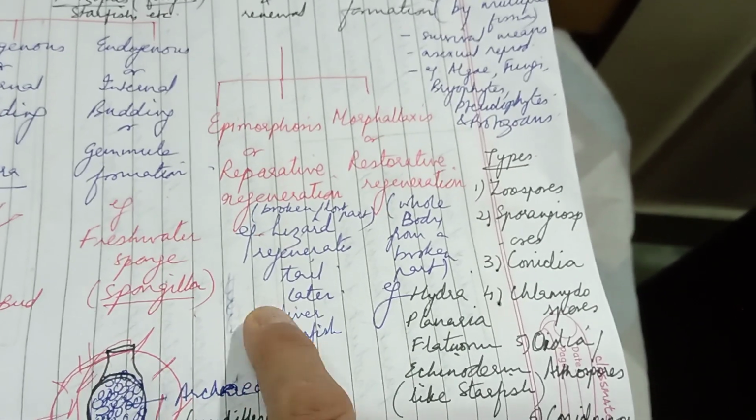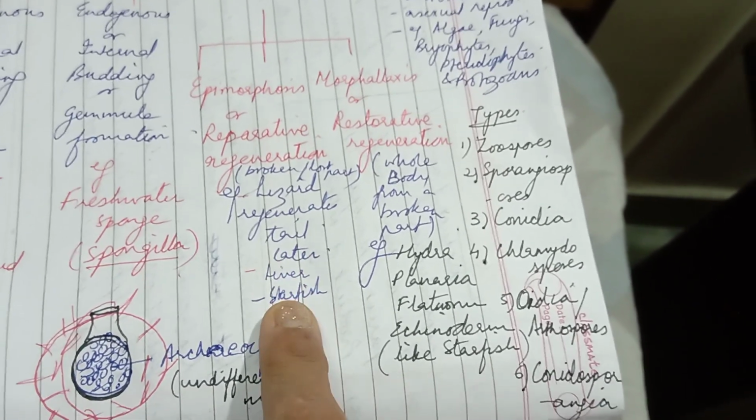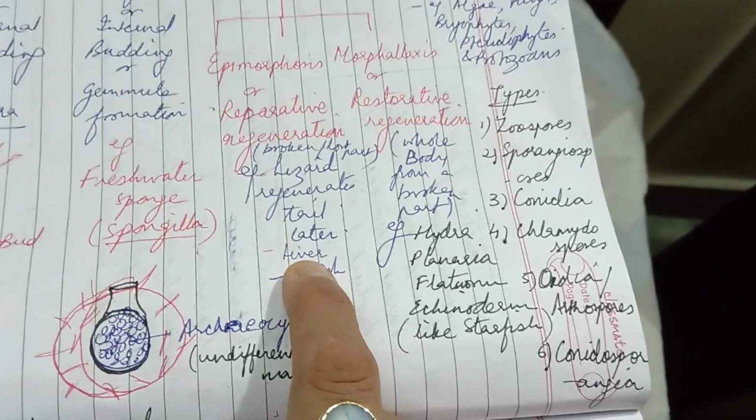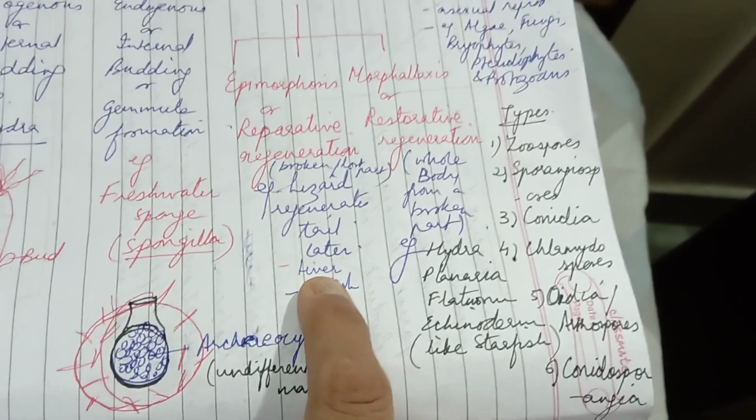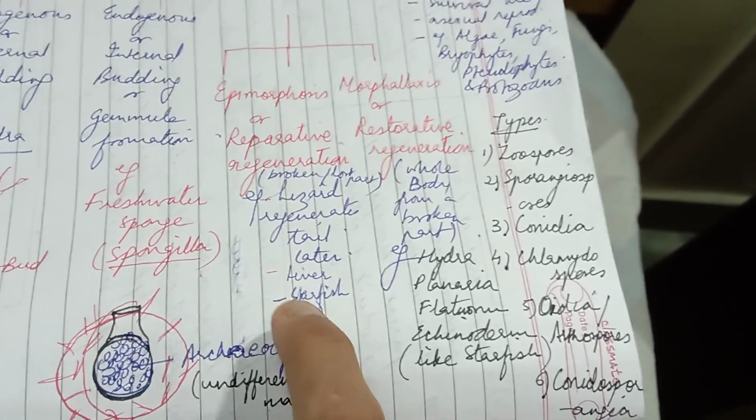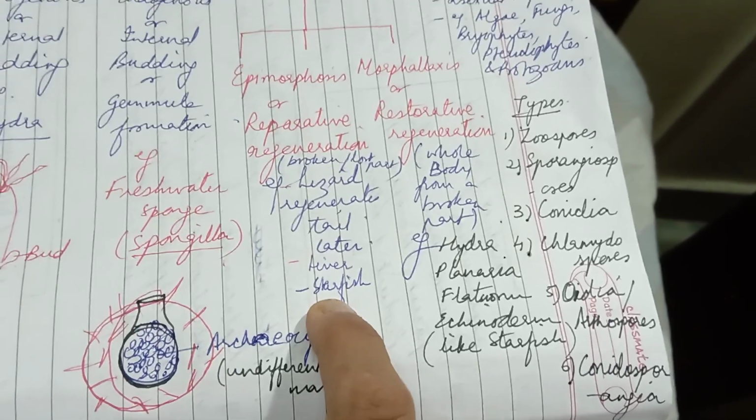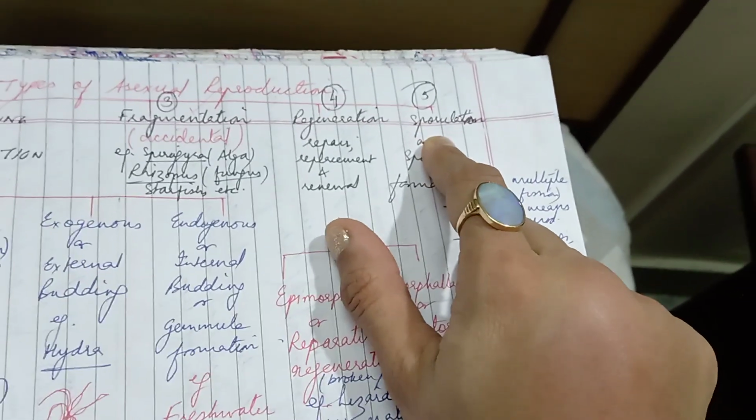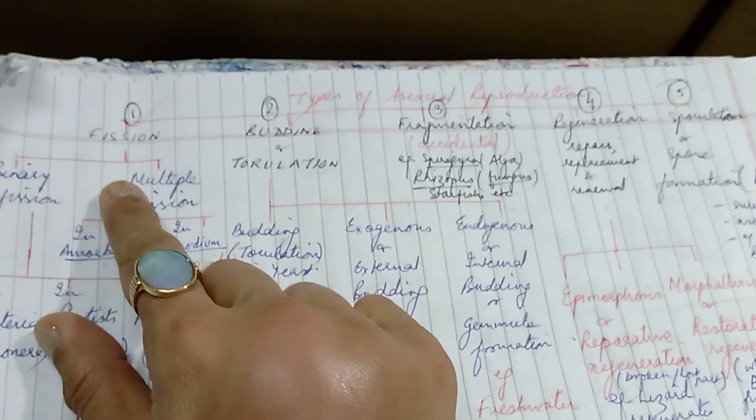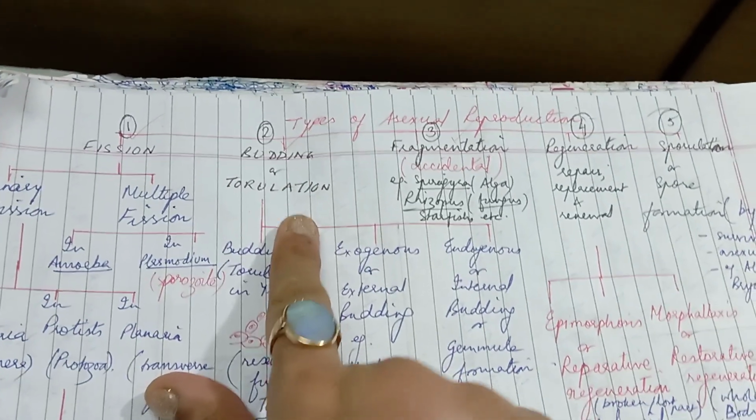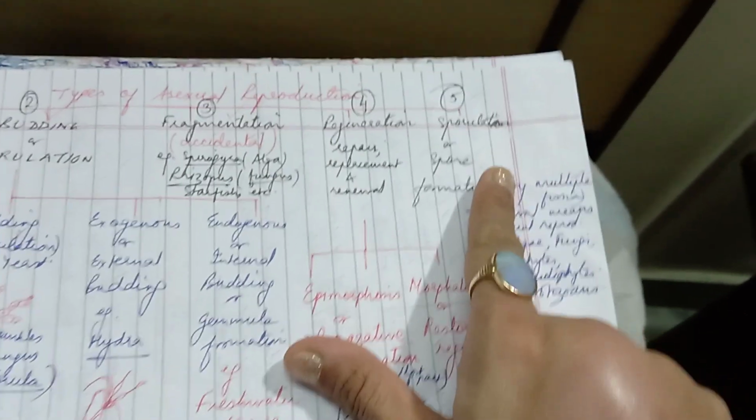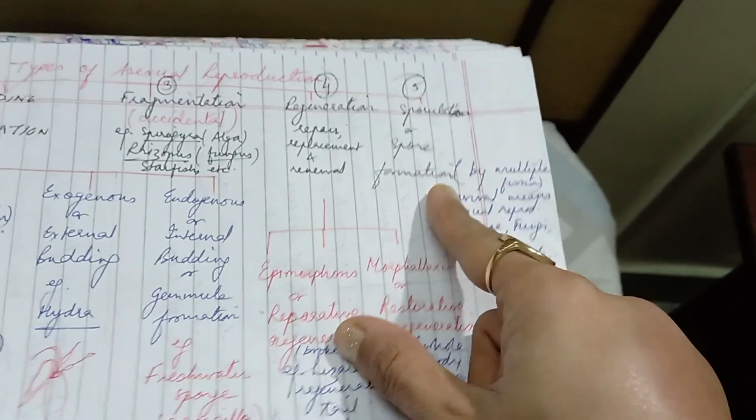Coming back to the epimorphosis, the other example if we talk about is liver also in humans. A damaged liver, a portion can be regenerated. So that comes under reparative regeneration. And third again could be starfish, which can repair the lost arm. The last method, that is the fifth method, if we talk about in counting, first was fission, second was budding, third was fragmentation, fourth was regeneration, and the fifth was sporulation or spore formation.